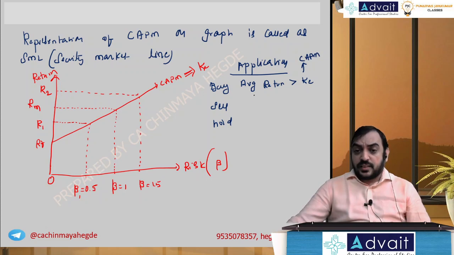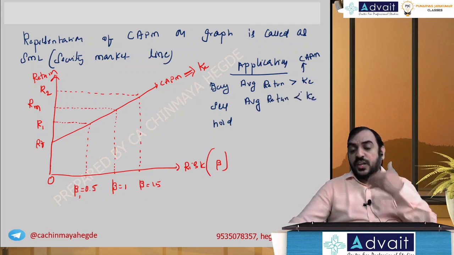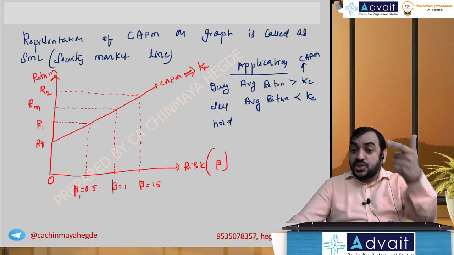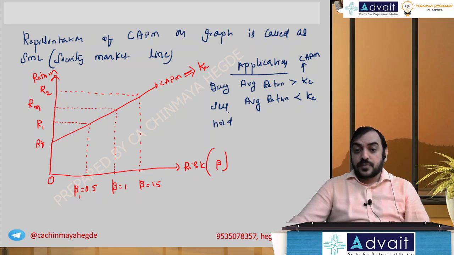When do you sell it? You sell when it has not given you so much return. The average return in the past, or actual return in the past, is lesser than the cost of equity, lesser than what you expect. How do you calculate the expectation? With the help of CAPM. And if average return is equal to cost of equity, then we say hold.